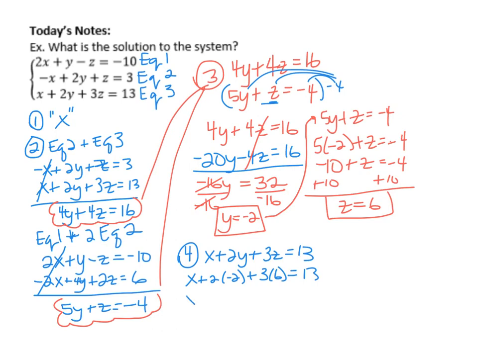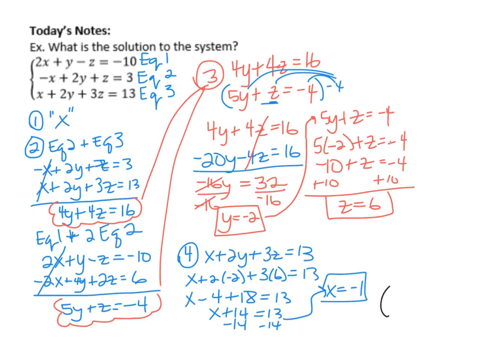Then we have x minus 4 plus 18. Negative 4 plus 18 is 14. Subtract 14 to move it over, and I'm out of room right here. 13 minus 14 is negative 1. There's our other missing variable. Last but not least, write your answer as an ordered triple in alphabetical order. We would have negative 1, negative 2, and 6.